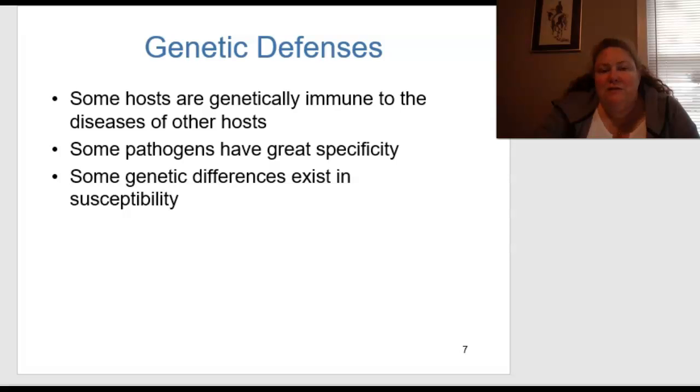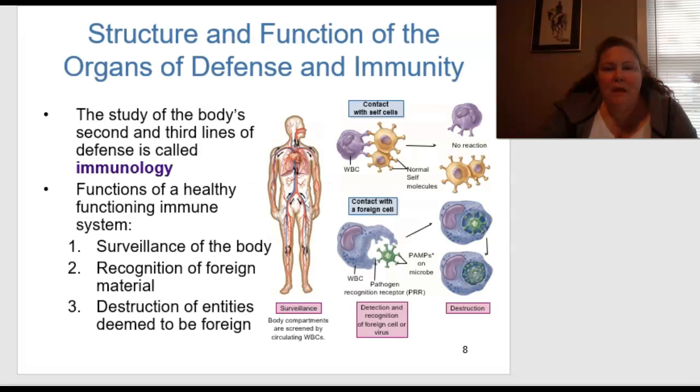What about genetic defenses? Well, some hosts are genetically immune to the diseases of other hosts, and some pathogens have great specificity. So these are both playing in our favor. And these genetic differences are going to exist in susceptibility. Basically, we're built the way we're built so that we can fight off things that we would have to fight off. Like, I don't need to have my cat's immune system because she's going to deal with different microbes, etc.